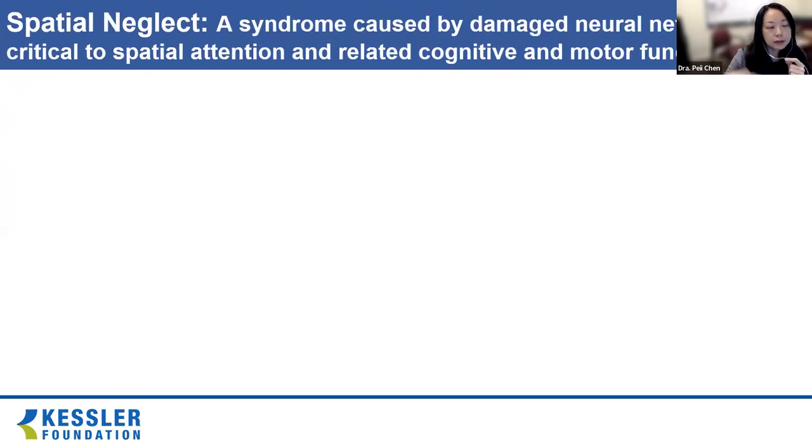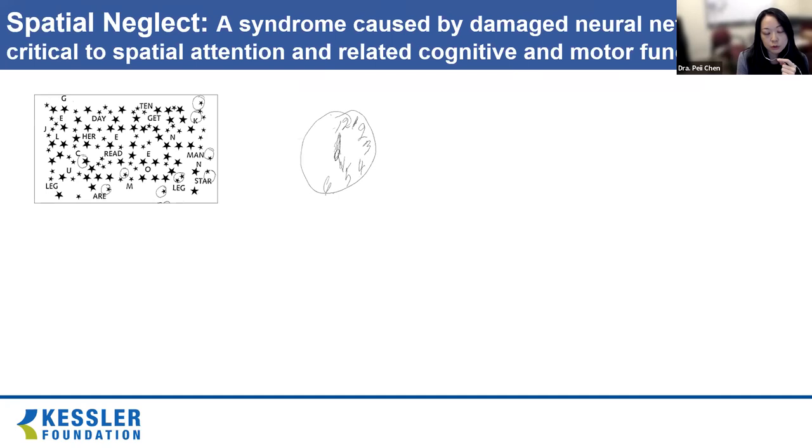Before I delve into what spatial neglect is, the textbook definitions, I want to give you an overview from the symptom presentation. It is a syndrome, a collection of many different kinds of symptoms caused by damaged neural networks critical to spatial attention and related cognitive and motor functions. I'm going to give you examples of patients who have left-sided neglect. All these patients have right brain damage, so the side of space getting neglected is always opposite to the primary side of the brain damage.